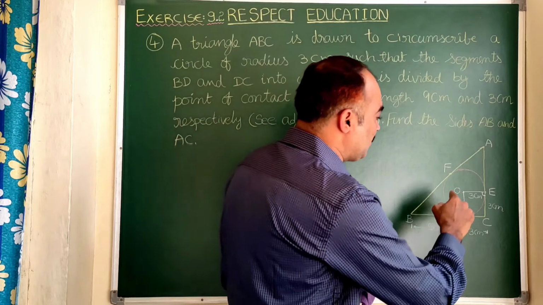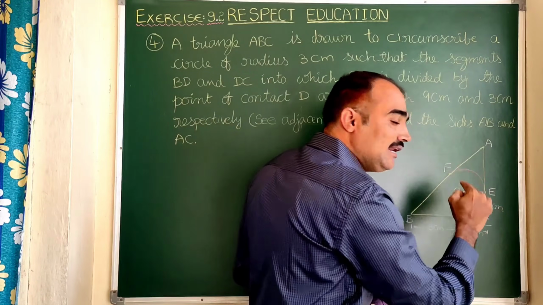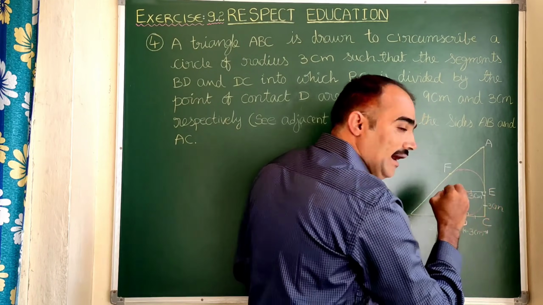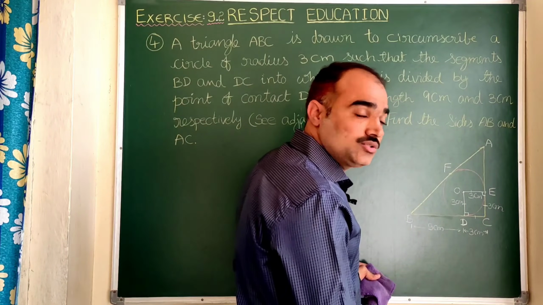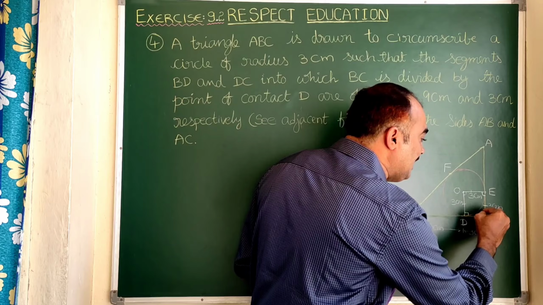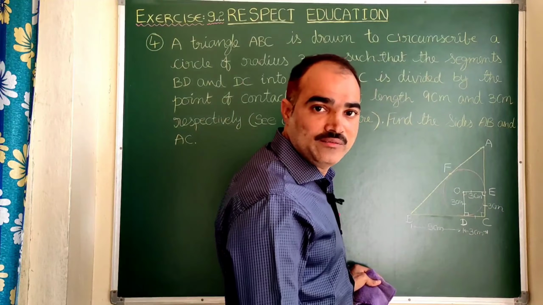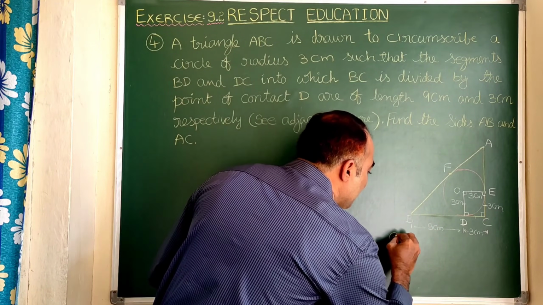Now if you observe carefully, OECD is a quadrilateral in which all the 4 sides are equal, and 2 of the angles are 90 degrees. So definitely we can say angle E is 90, angle C is 90, and hence OECD is a square. So here let us start the problem.